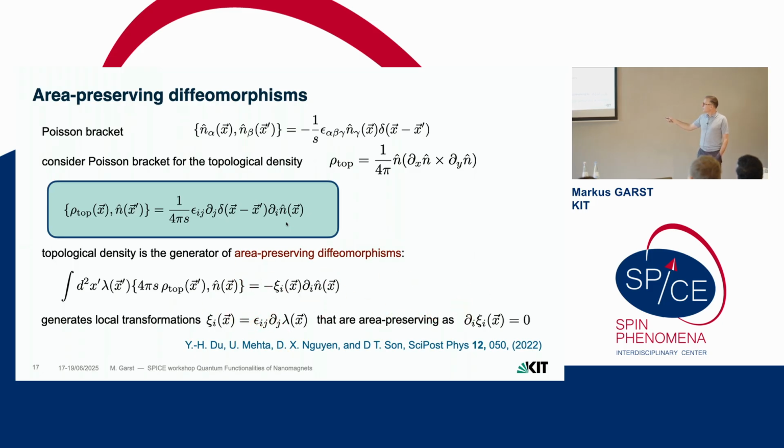As I said, you don't need to remember the details, but the keyword is area-preserving diffeomorphisms, and this is essentially a keyword because it's very important in the physics of the quantum Hall effect.